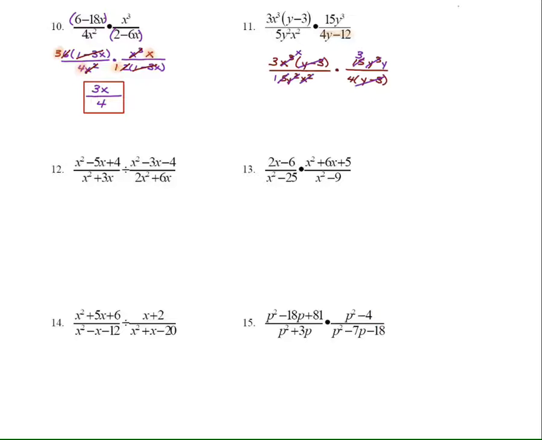I want to see what's left. I'll highlight it in orange. So I have a 3 and an x and a 3 in the top. 3 times x times 3 is 9x. And in the bottom I have 1 times 4, which is 4. So my final answer here is 9x over 4.